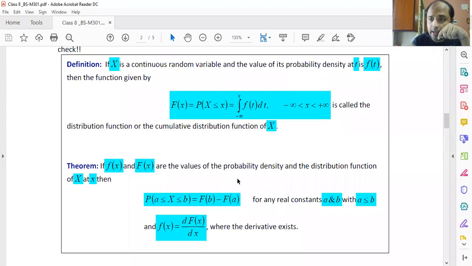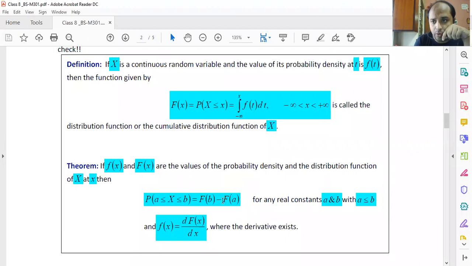The theorem says, now try to recall the theorem which we did in the discrete case also: if the distribution function is given, how to calculate the probability mass function. Here also, suppose there are 2 functions, small fx and capital Fx. Small fx is the probability density function and capital Fx is the distribution function. And suppose the probability that capital X lies between a and b is defined in this way.